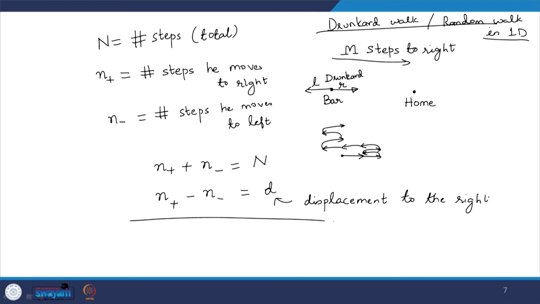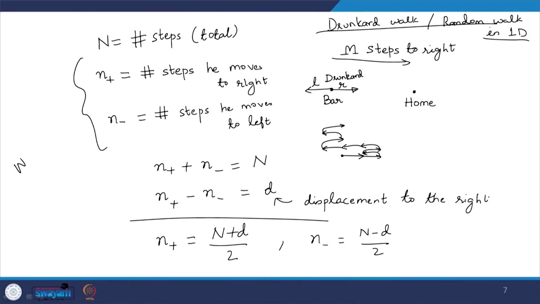So, we can easily solve these 2 equations, and what we obtain is n plus as (N plus d) by 2 and n minus is (N minus d) by 2, and this particular choice of n plus and n minus can be done in certain number of ways. In the same way we have found for heads, that is W is N factorial by n plus factorial n minus factorial.